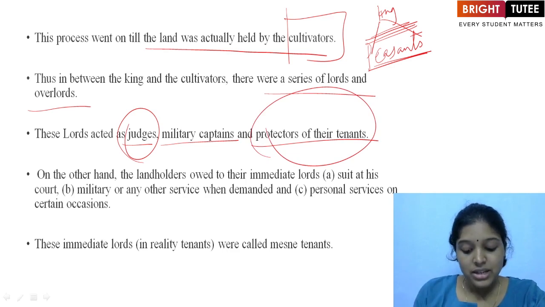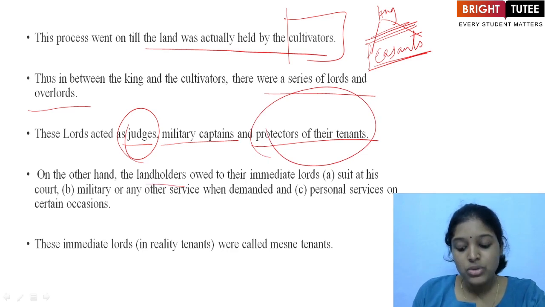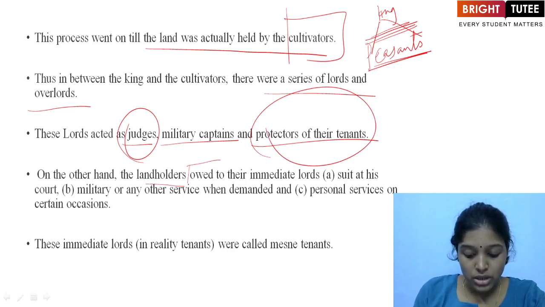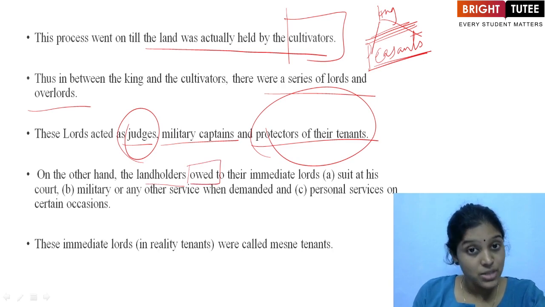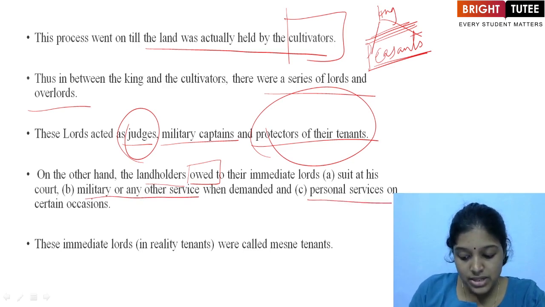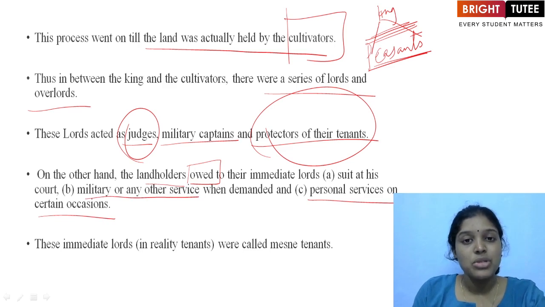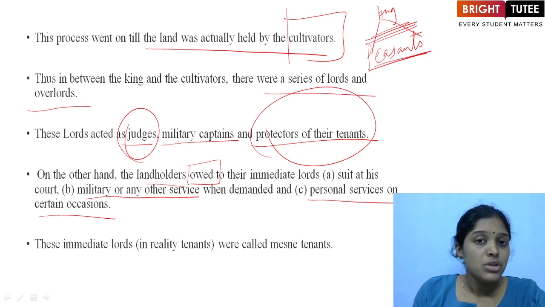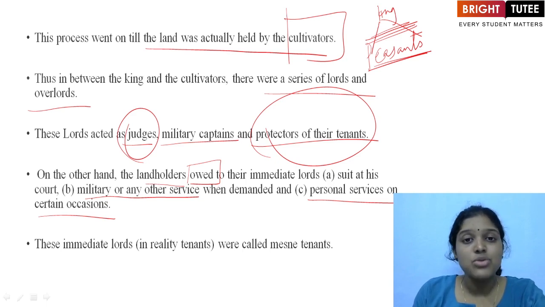On the other hand, landholders owed services to their immediate lords. Owing means they had the responsibility to give services to their immediate lords. Military service was also to be given, and personal services on different occasions. We saw that when the lord's son was selected as a knight, the tenant had to be there and give financial service or pay some kind of tax to the lord. And other military services, everything was to be provided.